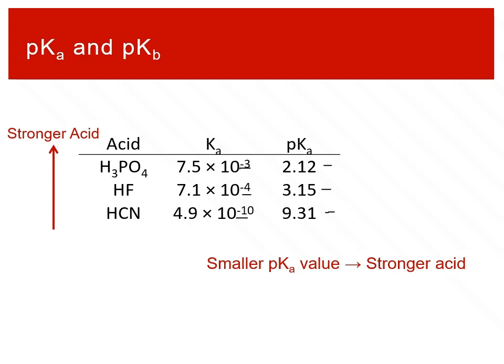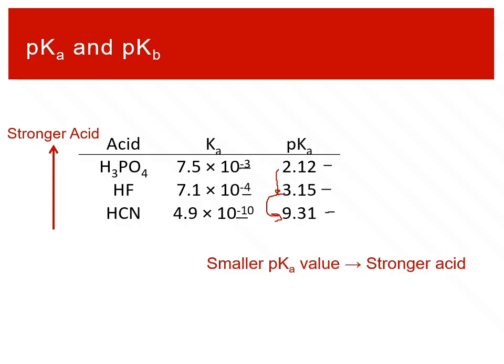So we can see that while HF is weaker than H3PO4, because that number 3 is greater than 2, the difference there is only one pKa unit, whereas it's a whole 6 pKa units to HCN. So HCN in this list is a distant third, and it's much easier to compare with pKa. A lot of times when we're talking about them, especially if you only want to compare acid strength, it's much more common to see pKas as opposed to Kas.